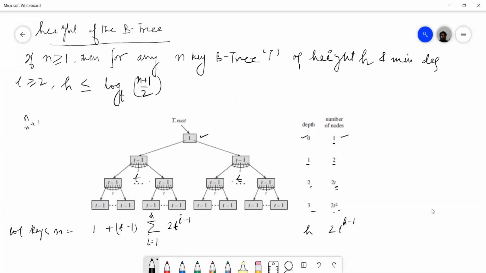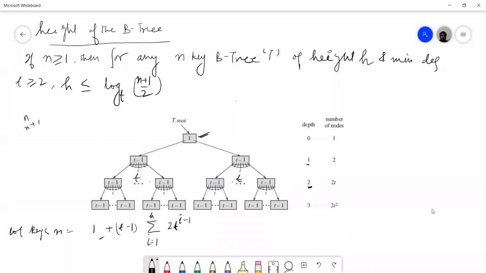If i is 1, we have 2 nodes. If i is 2, we have 2t nodes. If i is 3, it means height is 3, then 2t squared nodes, like this. One key at the root, and this many keys in every node, and this many nodes at every level. We have to do the sum of this.